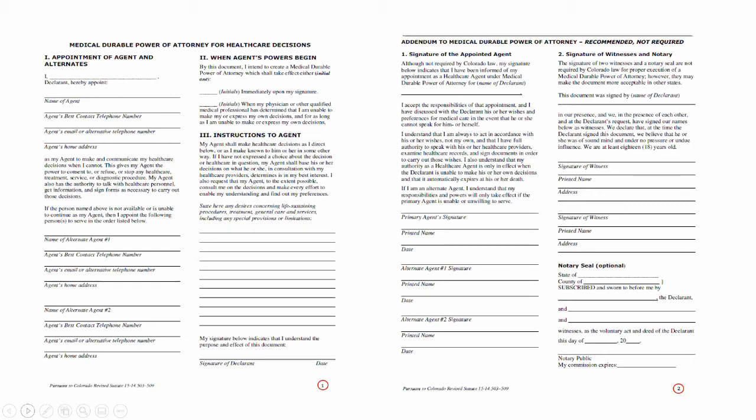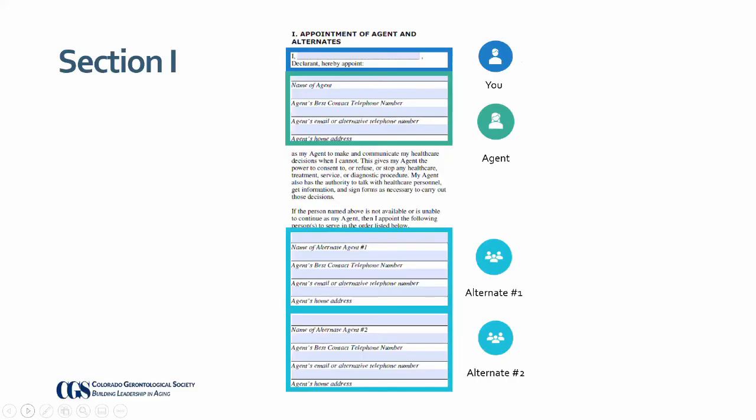So as you are getting ready to complete this form, you could always look back at this video and go section by section so you complete your form as accurately as possible. So let's start with section 1 of the form. This is where you say who you are and assign your agent and alternates.